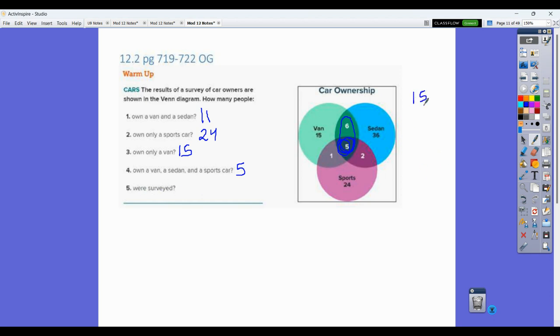So you're going to have the 15. Let's see, there's 20, there's 27, 29, 30, 65, and 24. Let's see if I can add all these together. So we're going to have 89 that were surveyed in that case. Let's check and make sure I did all that right. Yep. So that's what we would have there. So just a quick reminder of Venn diagrams.